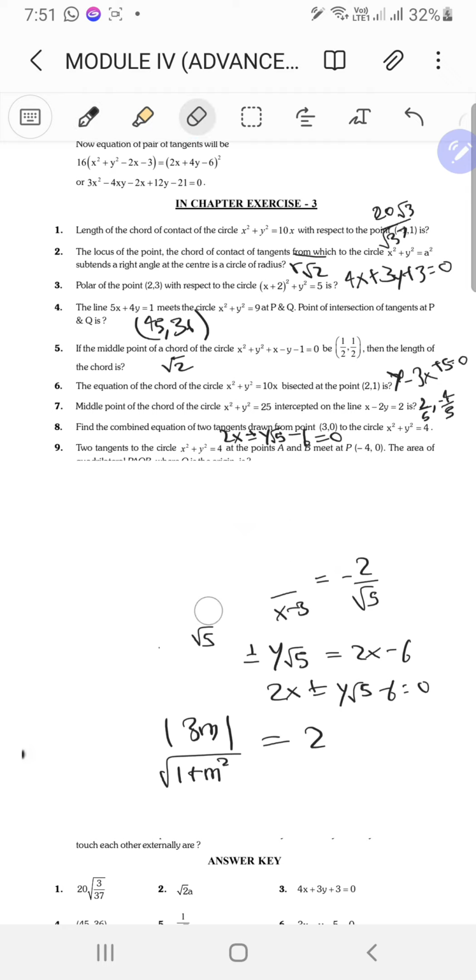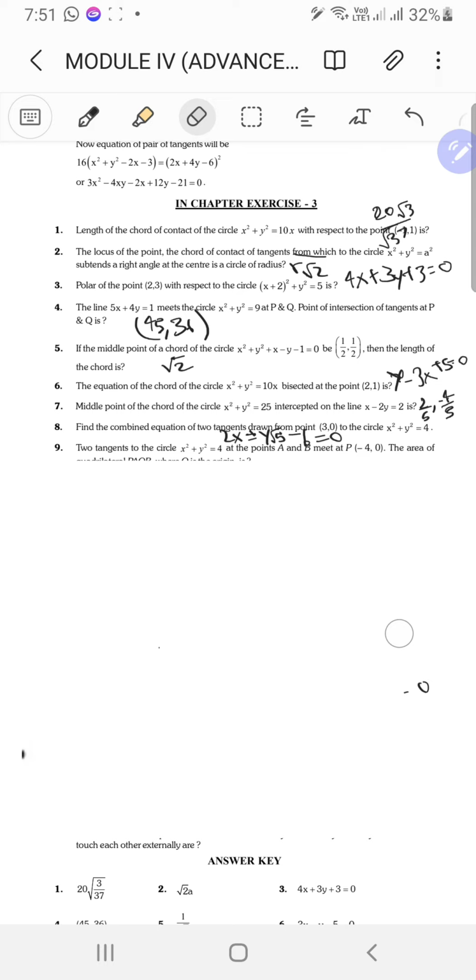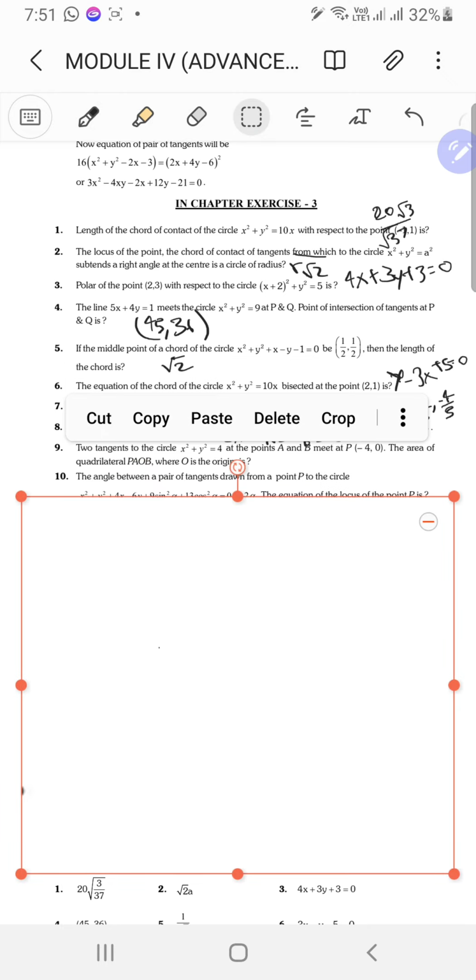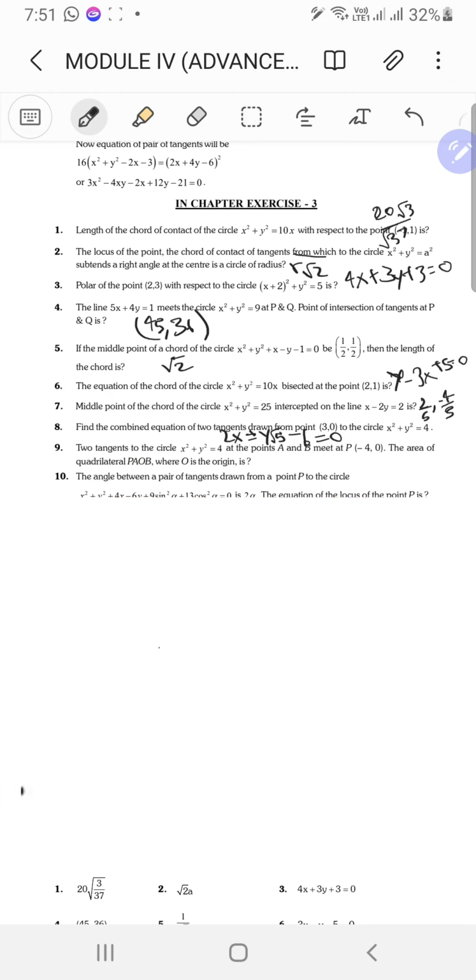Okay, two tangents to the circle x squared plus y squared equal to 4 at points A and B meet at minus 4, 0. The area of the quadrilateral PAOB where O is the origin is. Okay, so you got a circle once again. This is x squared plus y squared equal to 4. This is the origin 0 comma 0, and you got a point minus 4 comma 0, so this is going to be somewhere over here. This point is minus 2 comma 0, this point is minus 4 comma 0.